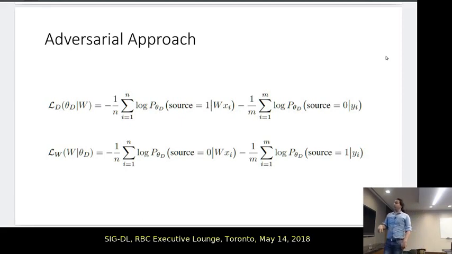So the goal is to learn W, but such that your discriminator can more accurately tell the difference between source 1 or 0, and then your mapper tries to fool the discriminator, tries to achieve otherwise. That makes sense. The discriminator is a neural network? Yeah, it is a neural network.